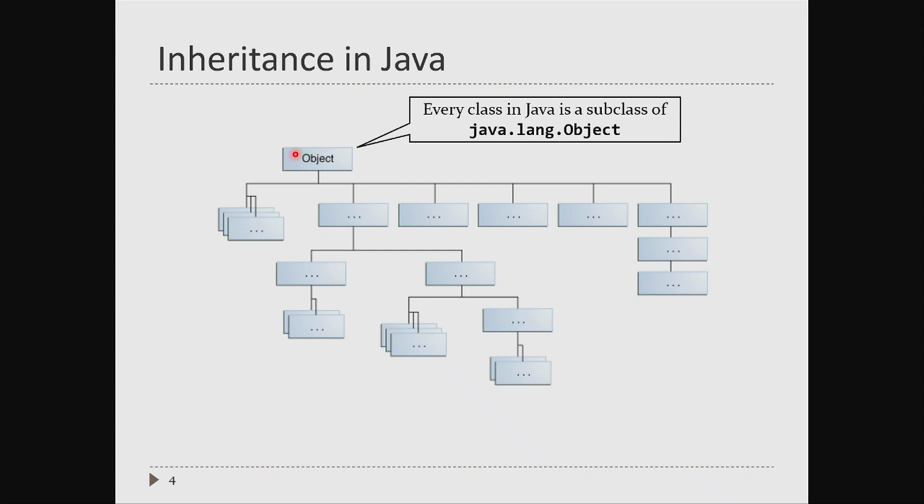In the case of Java, every class in Java inherits from this class called object. So we say every class in Java is a subclass of java.lang.Object. For example, one of these might be String. One of them might be, what would be a good one? Somewhere down here there might be ArrayList, and so on and so forth. But Object is at the top of the Java hierarchy.